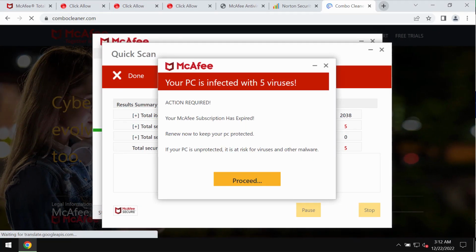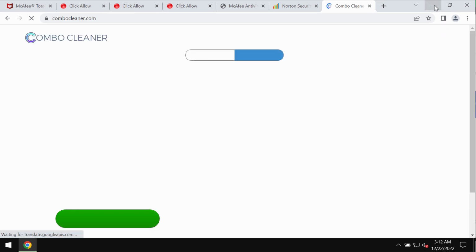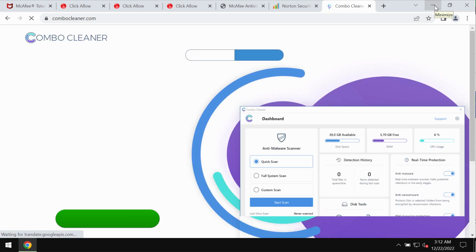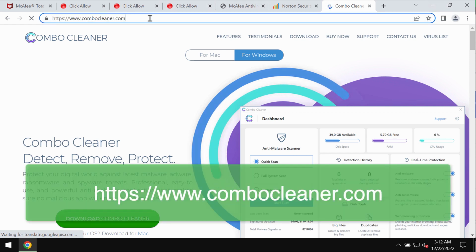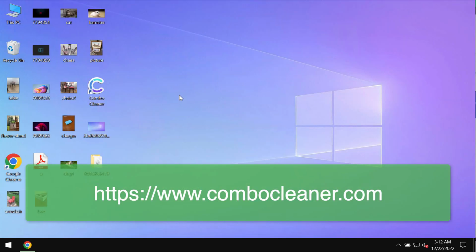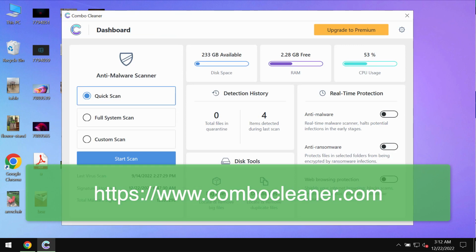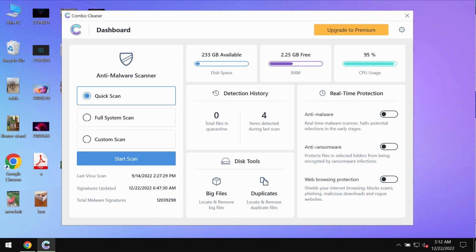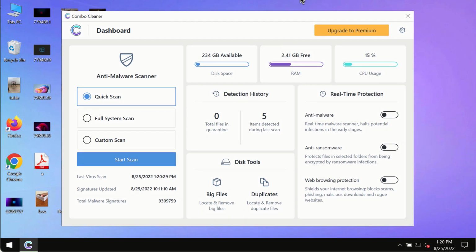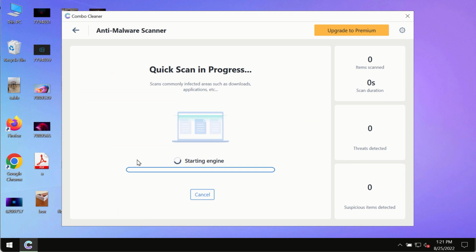I recommend that you carefully examine your computer with Combo Cleaner Antivirus. You may get it on this official page, combocleaner.com. So, download it, install it, and then begin investigating the system. Combo Cleaner Antivirus will help you to detect and eliminate other infections from your computer. After you have successfully downloaded and installed Combo Cleaner Antivirus, make sure you click on the Start Scan button.